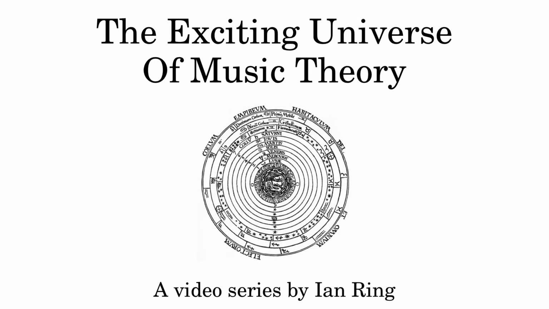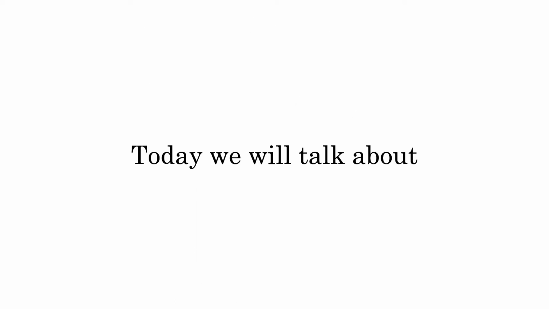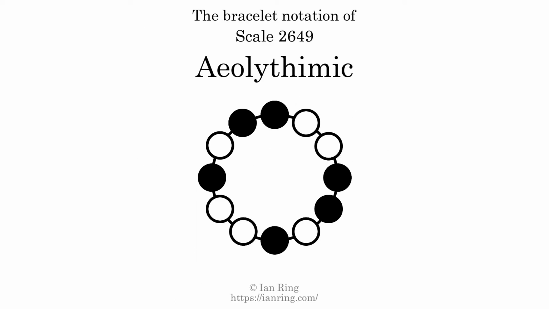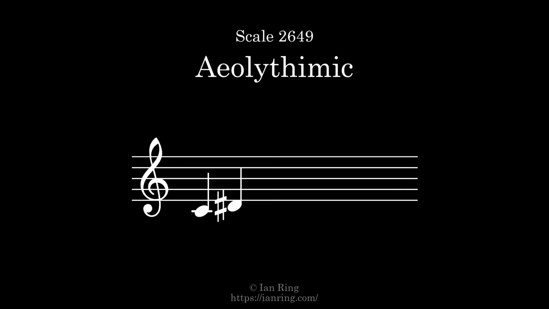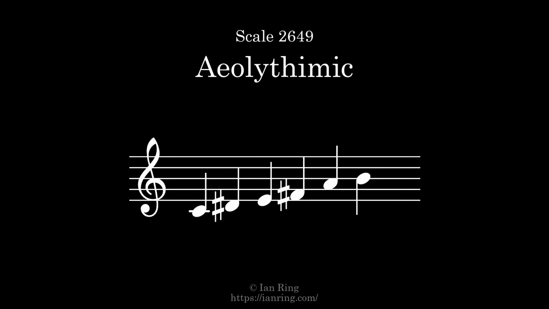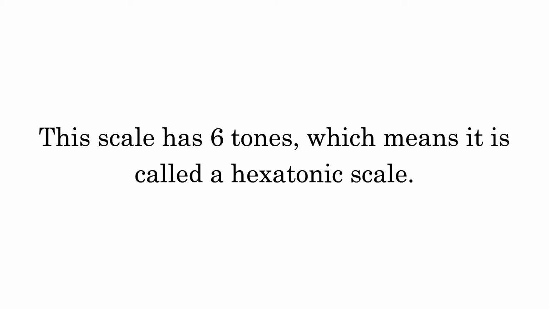Welcome to the exciting universe of music theory. Are you ready to learn? Then let's begin. Today we will talk about scale 2649, Aeolythimic, which sounds like this. This scale has 6 tones, which means it is called a hexatonic scale.